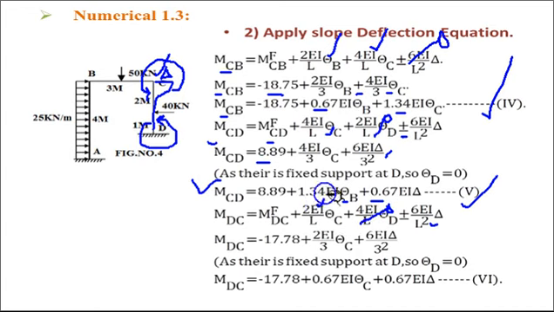So how many terms appear in your equation? MFDC, theta C and delta. So let's put in the values. MDC is equal to minus, as calculated previously, minus 17.78 plus 2EI by 3 theta C plus 6EI by 3 square into delta. Why positive? Because the moment is anti-clockwise. So finally we have MDC is equal to minus 17.78 plus 0.67 EI theta C plus 0.67 EI delta. So this one is equation number 6.